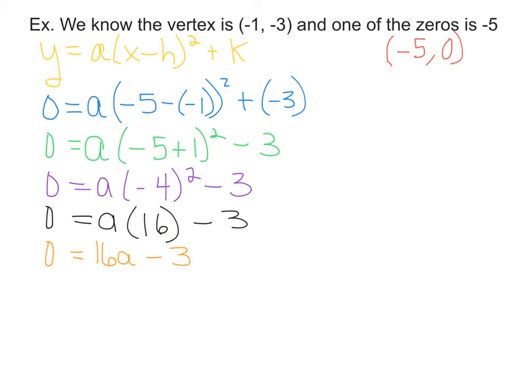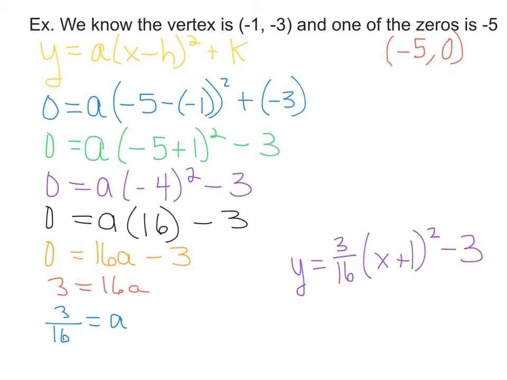So now I'm going to go ahead and add 3 to both sides and then divide by 16. So a equals 3 over 16. Now I'm going to plug it back in for my a into my vertex form for quadratics. And as you can see here, y equals 3/16 (x + 1)^2 - 3. So that is the official equation for the situation.